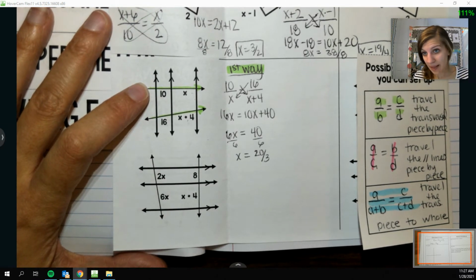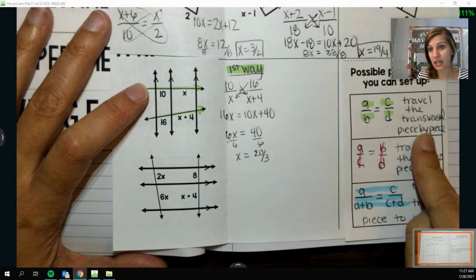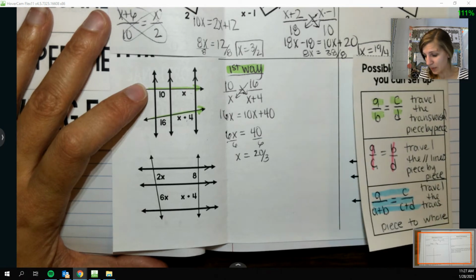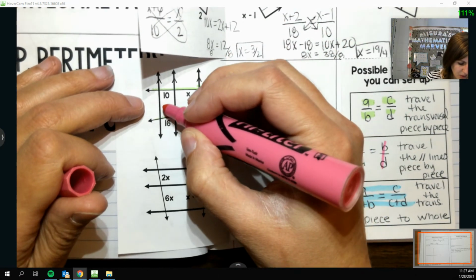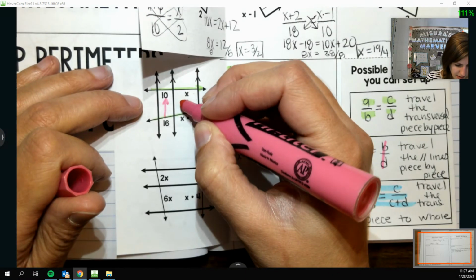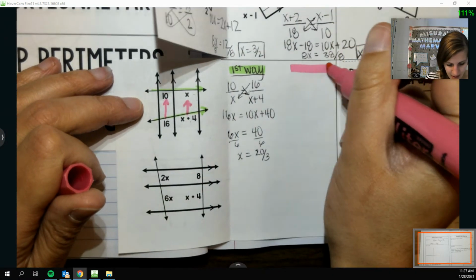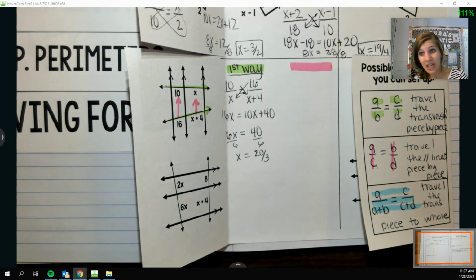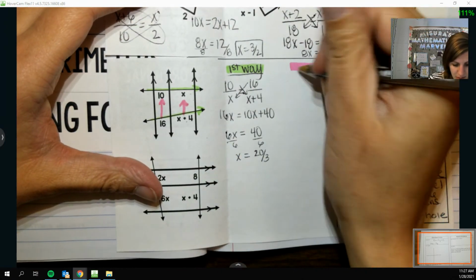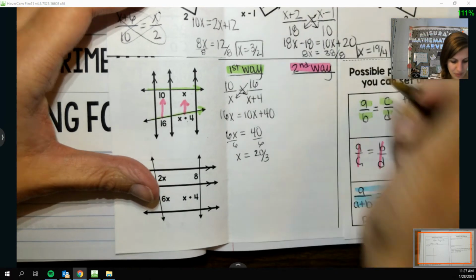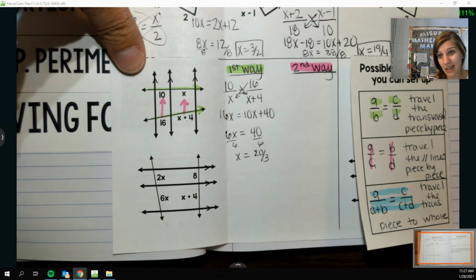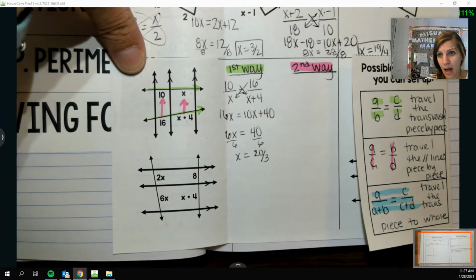Okay, so another way that I could do it, instead of traveling the transversal, I can travel the parallel lines piece by piece. So if I travel the parallel lines and maybe I go this way, that's a second way to do it, but I should get the same answer. And that's why I really want to show you at least one of these multiple ways so that you feel good about kind of writing the fraction how you want.